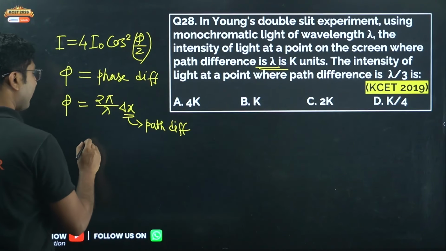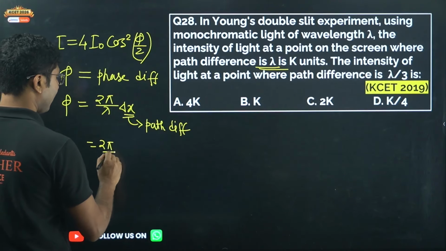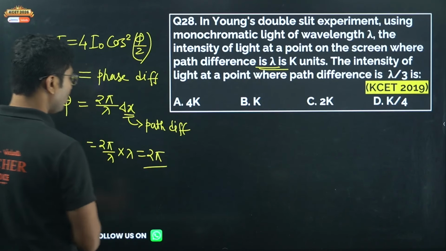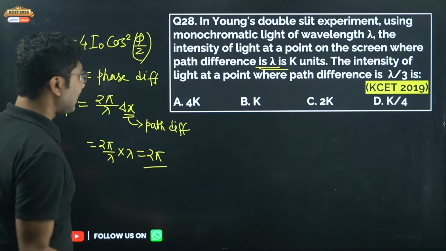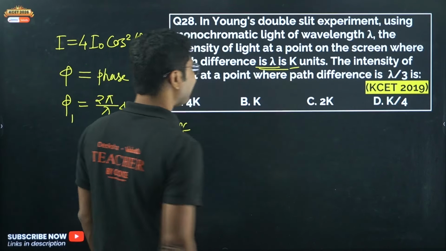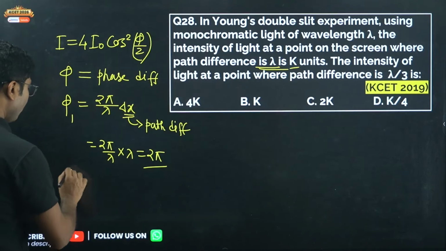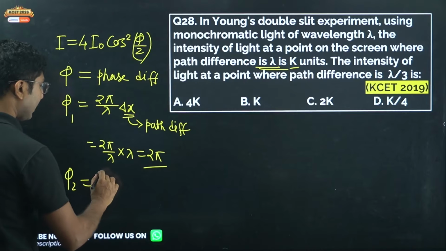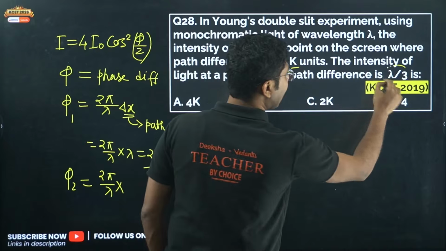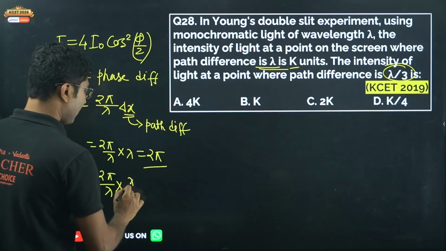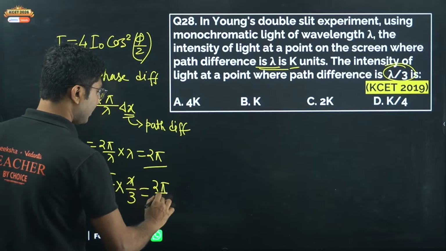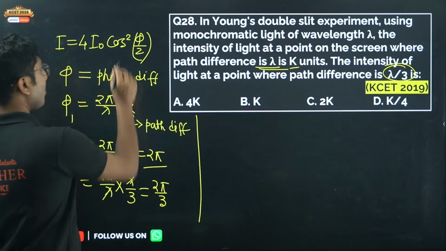Okay, so now put the values: 2 pi by lambda into lambda, that is 2 pi. So initially it is 2 pi. Okay, what is the final case? So this is phi 1 where the intensity is given as k. Phi 2 we have to calculate: 2 pi by lambda, and the path difference here is given as lambda by 3, that is lambda by 3. Okay, so lambda cancels, 2 pi by 3. Now we will go back to our equation.